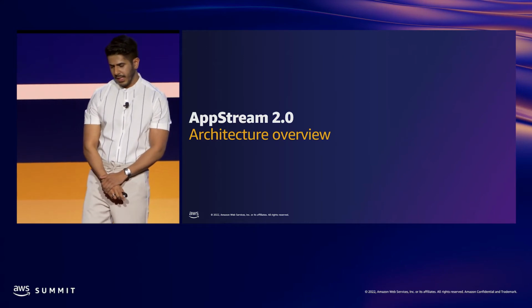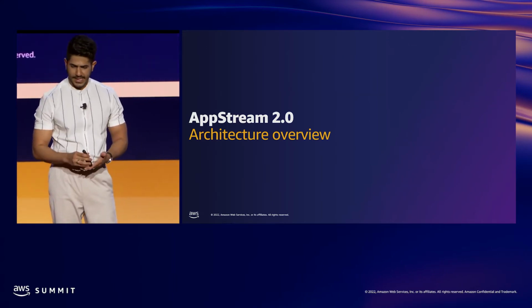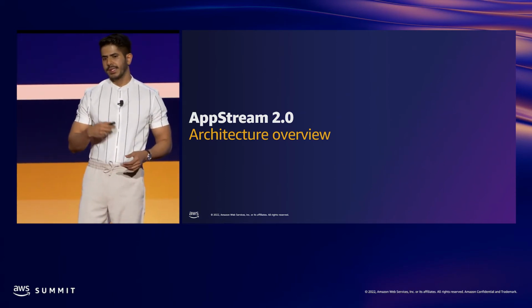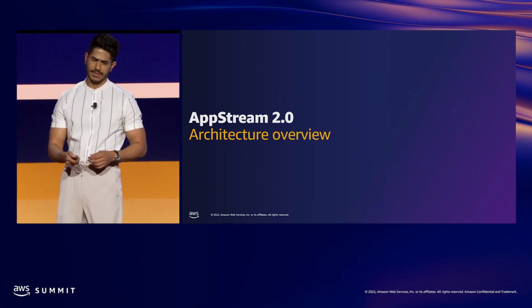So I think it's a good time to discuss the architecture. We talked about the scaling aspects, we talked about security. Now let's take a look at what really happens when an end user is trying to connect to their AppStream fleet instance.